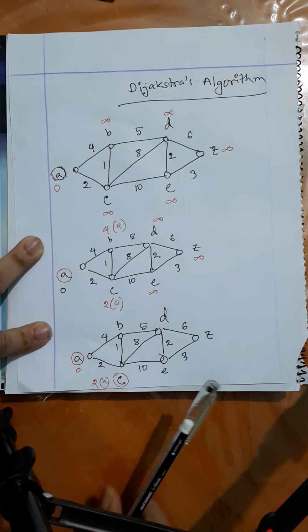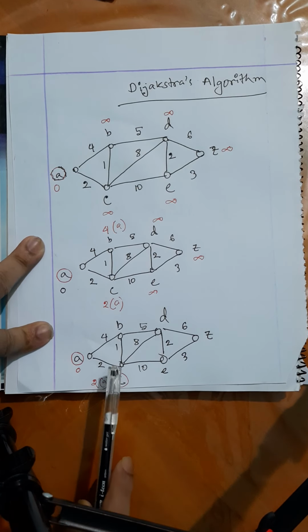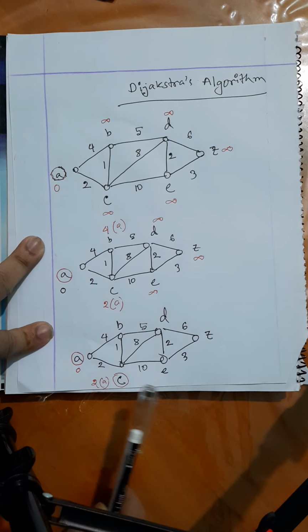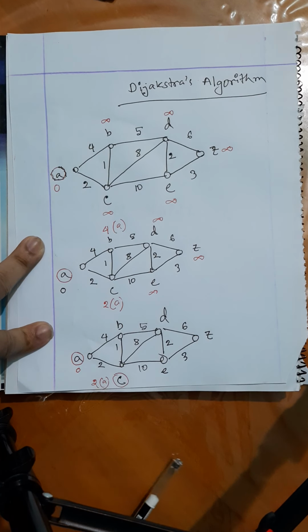Now let's try to find out from C which of the nodes we can reach. We can go to B, D and E. We cannot go to Z. So we will check if we can go to B, D and E with a smaller distance than the previously assigned distance values of those nodes.